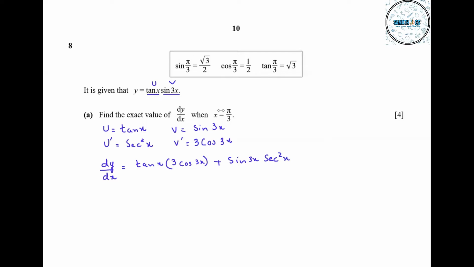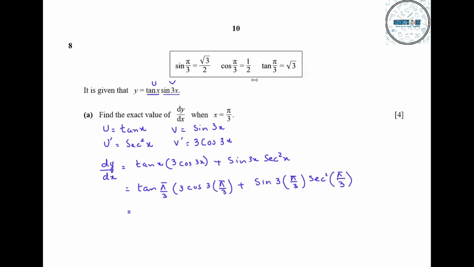We have to find out the exact value of dy upon dx when x is equal to pi upon 3. So we will substitute here the value of x as pi upon 3. So tan pi upon 3, 3 into cos 3 pi upon 3, plus sine 3 into pi upon 3, sec square pi upon 3.